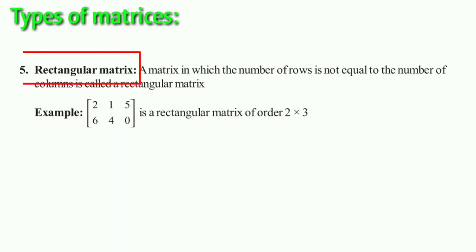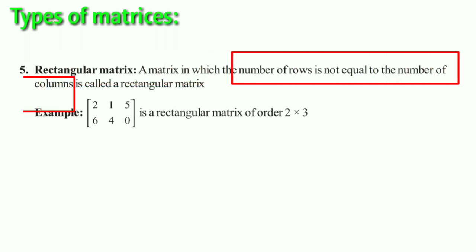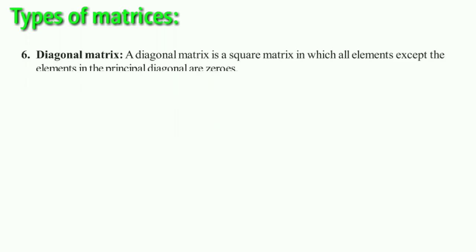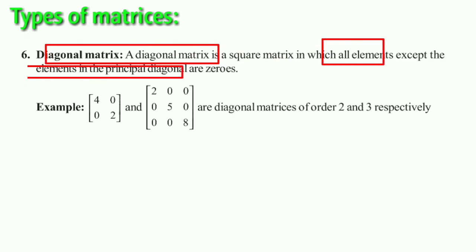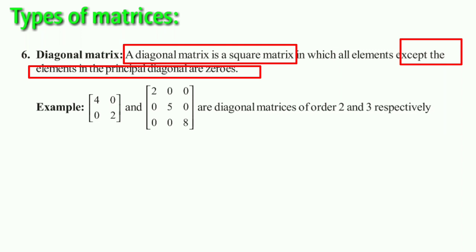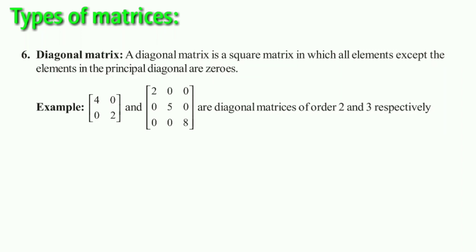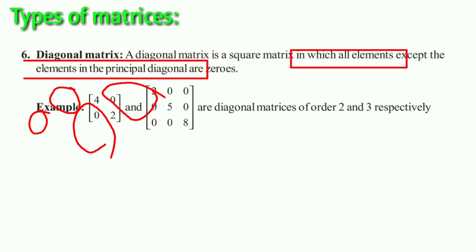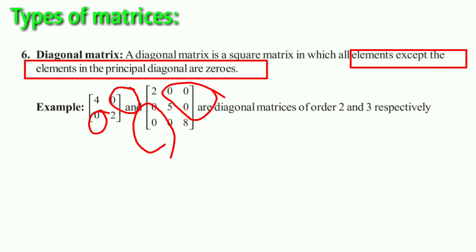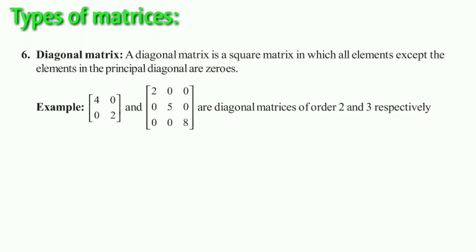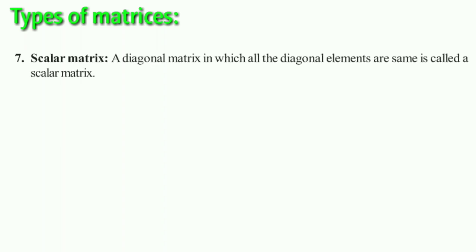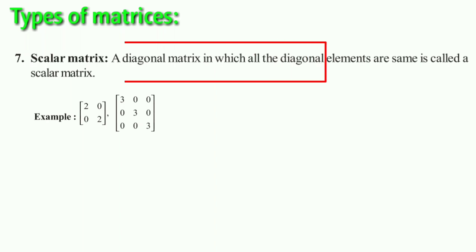Rectangular matrix. A matrix in which the number of rows is not equal to the number of columns is called a rectangular matrix. Diagonal matrix. A diagonal matrix is a square matrix in which all elements except the elements in the principal diagonal are 0. Scalar matrix. A diagonal matrix in which all the diagonal elements are the same is called a scalar matrix.